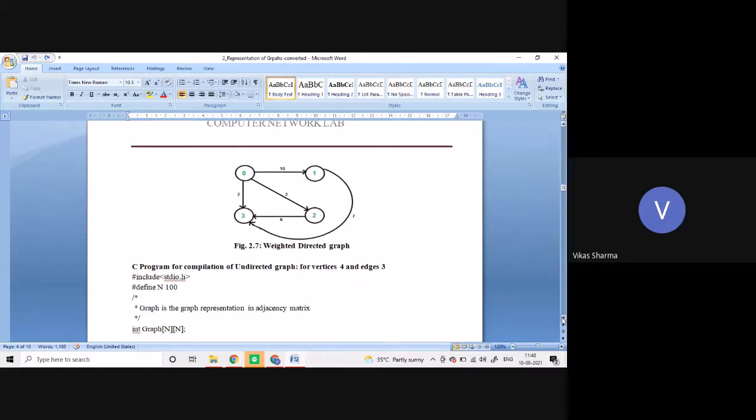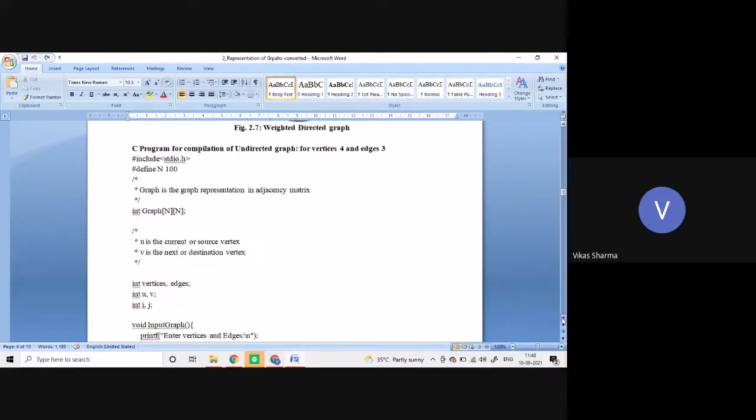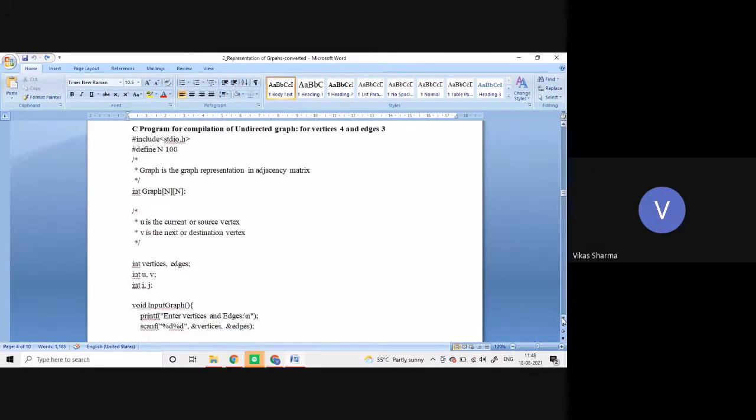Now it's time to perform an experiment with programming. So this is our programming section. Here we will use only the stdio.h library. So we will define N as 100, a random number we are taking. This graph is a graph representation in an adjacency matrix. So we are taking an integer graph of N cross N, a 100 cross 100 matrix, for the graph representation. This is the adjacency graph.